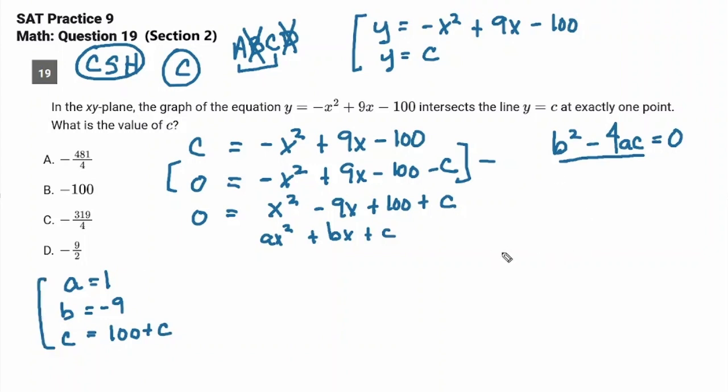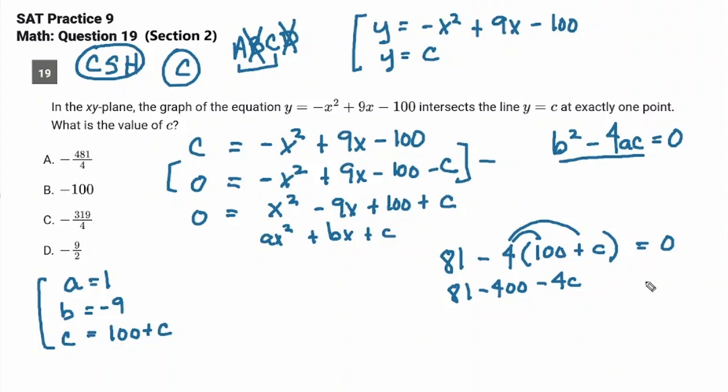So what's b squared? It's negative 9 squared, 81, minus 4 times a, 4 times 1, which is 4, times c, so times 100 plus c, equals 0. Got to distribute here. 81 minus 400 minus 4c equals 0. All right, I'm just going to move my 4c across the equal sign, make it positive.